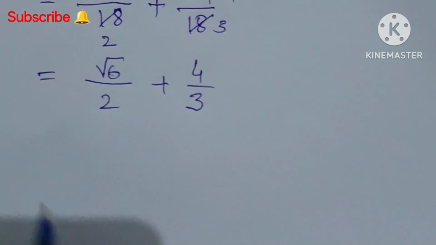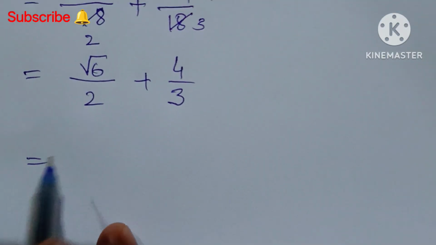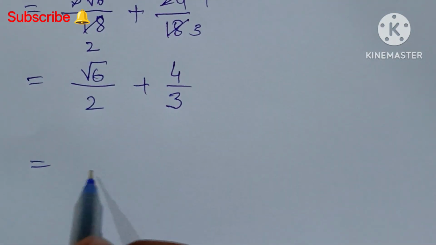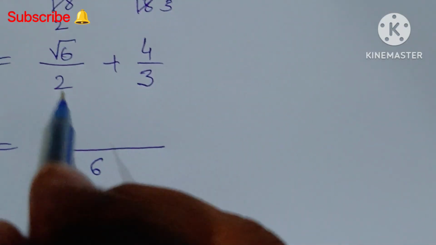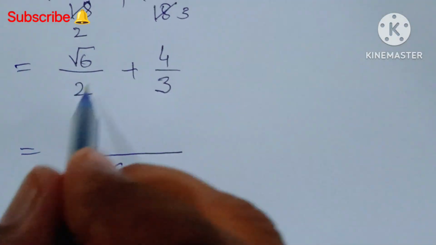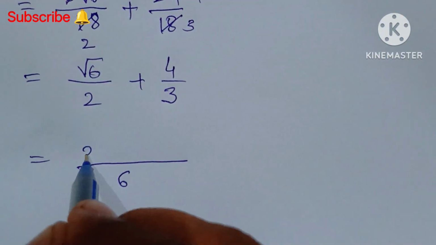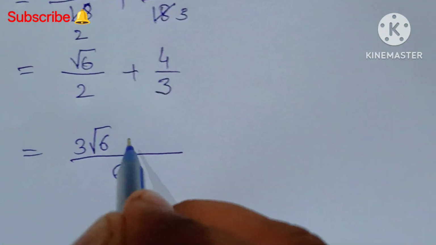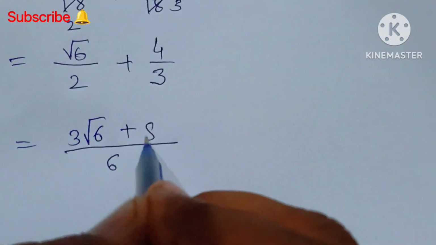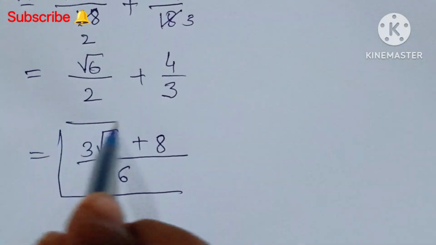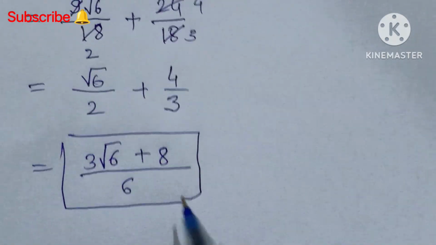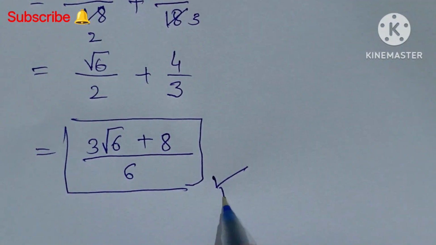Now here take the LCM 6. 2 3s are 6. Now 3 goes here and 2 goes here. 3 root 6 plus 2 4s are 8. This is the correct answer. Okay, so this is the answer.